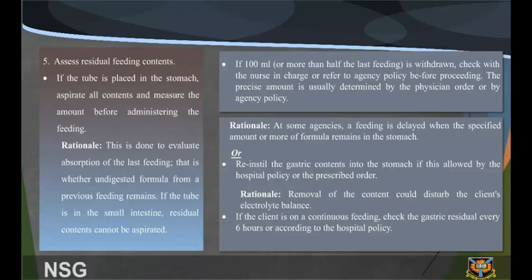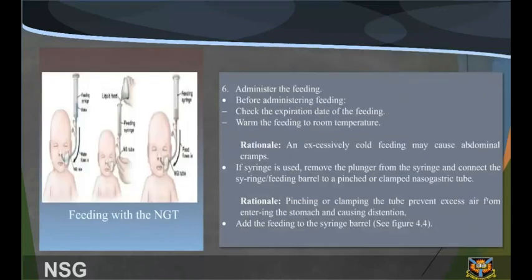If the client is on a continuous feeding, check the gastric residual every 6 hours or according to the hospital policy. 6. Administer the feeding. Before administering feeding, check the expiration date of the feeding. Warm the feeding to room temperature. An excessively cold feeding may cause abdominal cramps.